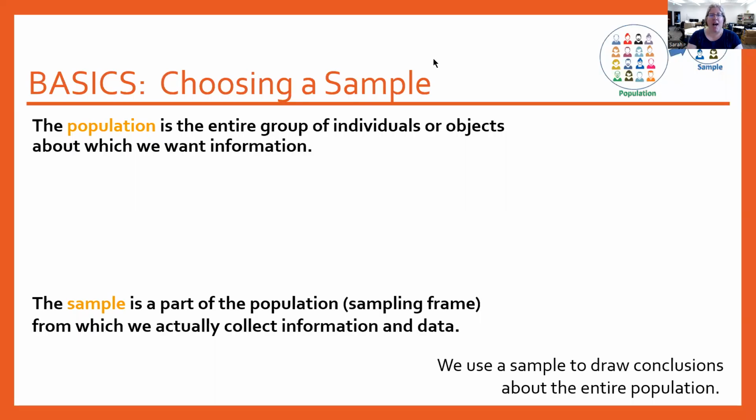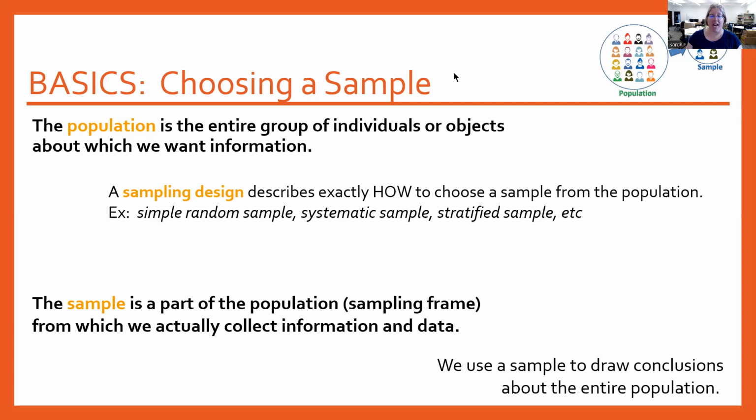We're going to look at how you get from the population, which is all of the people you're interested in, to the sample, which is the people that are actually giving you information or data. To do that, we're going to define two new terms. The first one is the sampling design. The sampling design describes exactly how to choose that sample, or the process or procedure we're going to use to take a sample from the population.